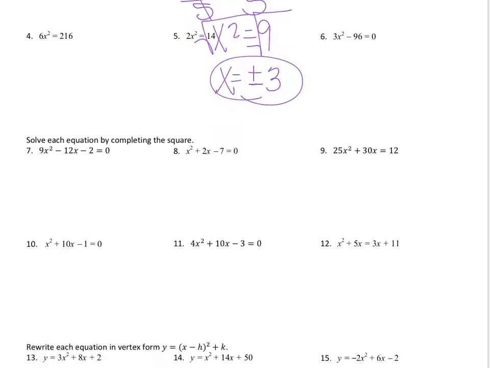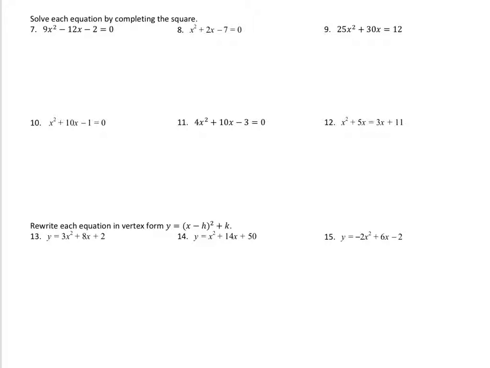I'm going to go down and do number 8. And this is a completing the square question. Now in class we did number 7 where you had to divide out that 9 first, but because we don't have any coefficient in front of the x squared, that is an unnecessary step here. So I'm still going to separate those guys, but I don't have anything to divide by.